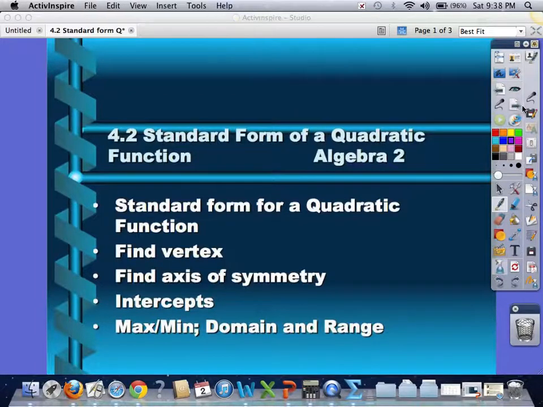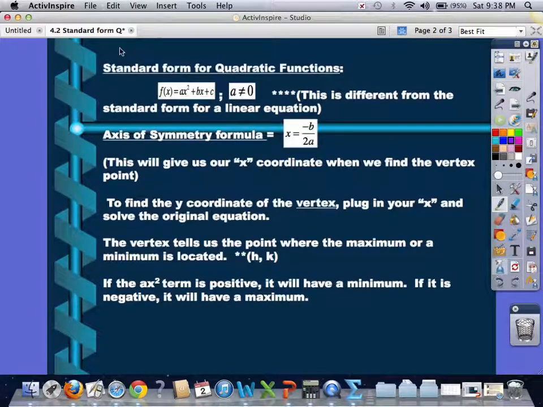So let's get started. All right, so the standard form for a quadratic function is f of x equals ax squared plus bx plus c, where a cannot be 0. Now this is different from your standard form for a linear equation, so don't get those confused. You can tell though, because the degree of this polynomial is a degree of 2, whereas the standard form for a linear is the degree of 1. This term right here, the ax squared, is your quadratic term. The bx is your linear, and the c is your constant, or it's usually just a plain old number.